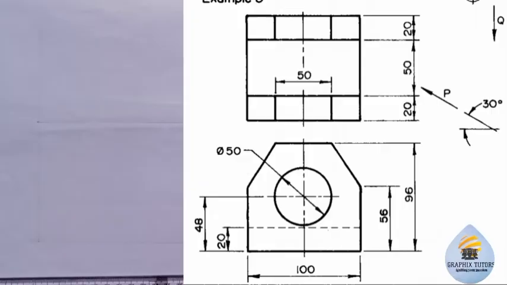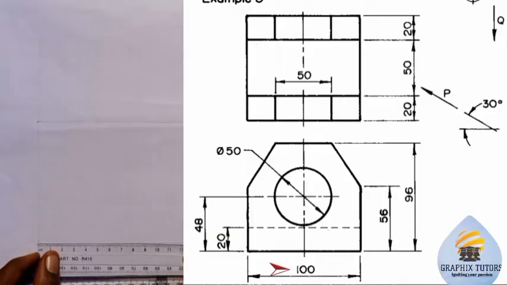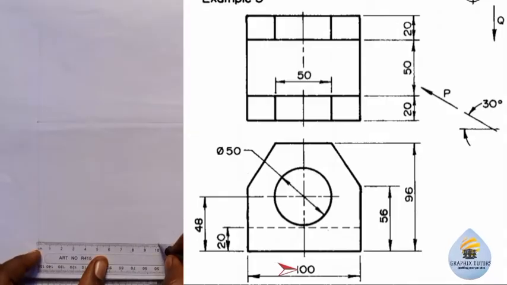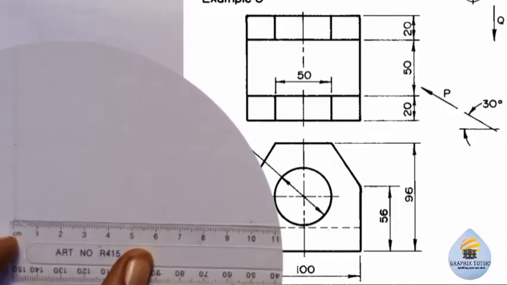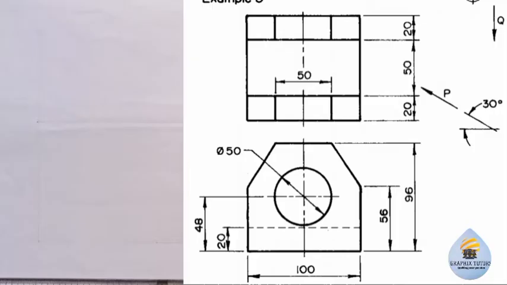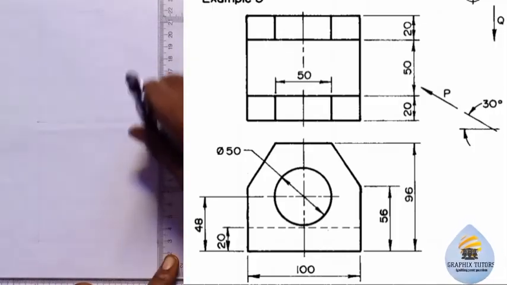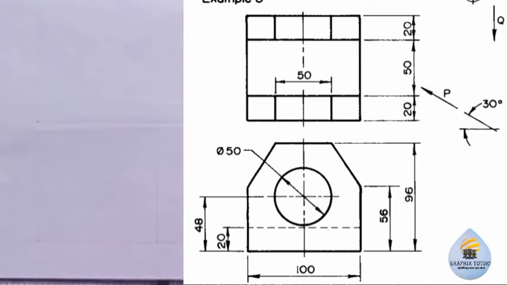and the total width is given to be 100, right? So that means from here to here is 100. So I'm going to measure the 100 from here. So this is the 100 that we have here, and I'm going to project it up also, right?